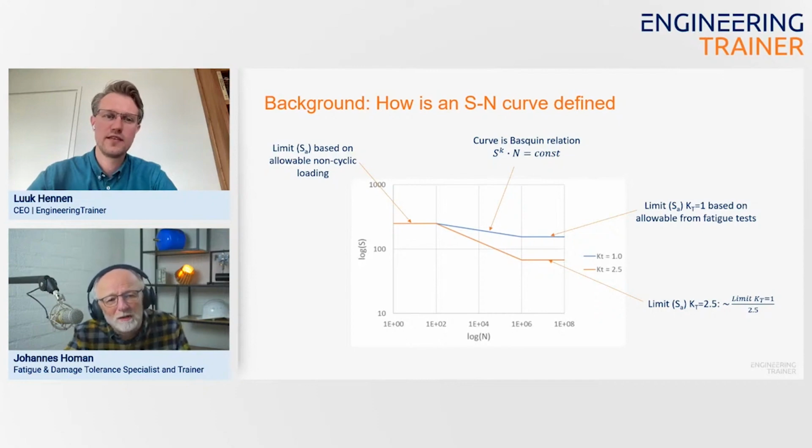It's nice to see that on the left side of the SN curves, there's no real difference between KT1 and KT2.5. For that reason, it's nice to show. All right, thanks. Yeah.